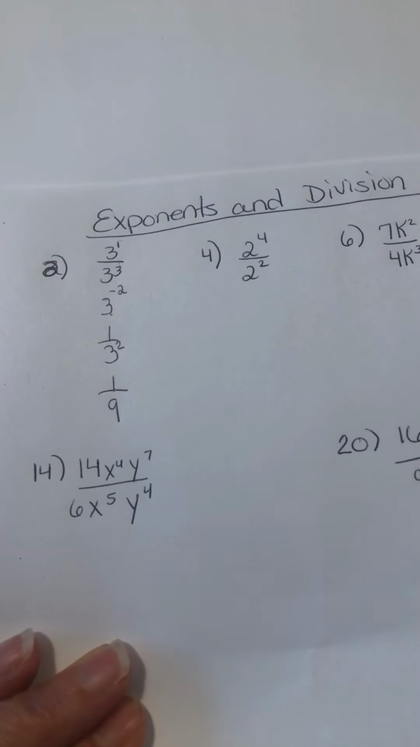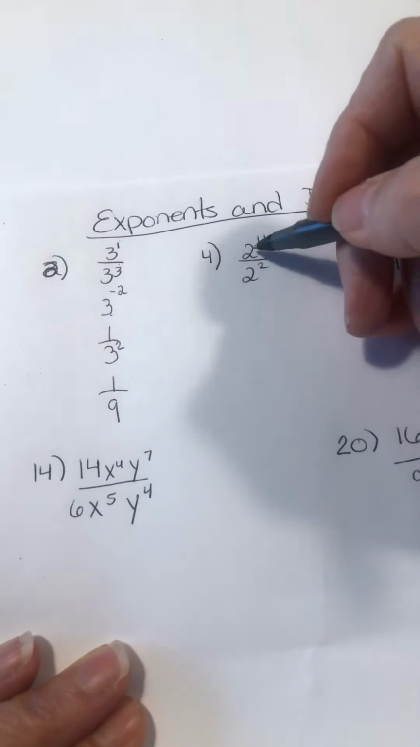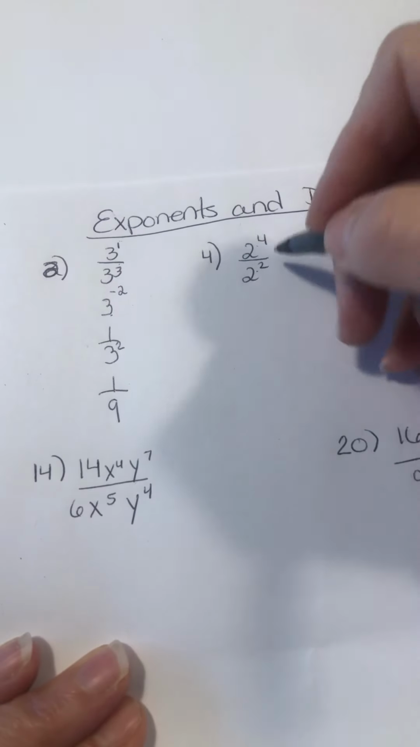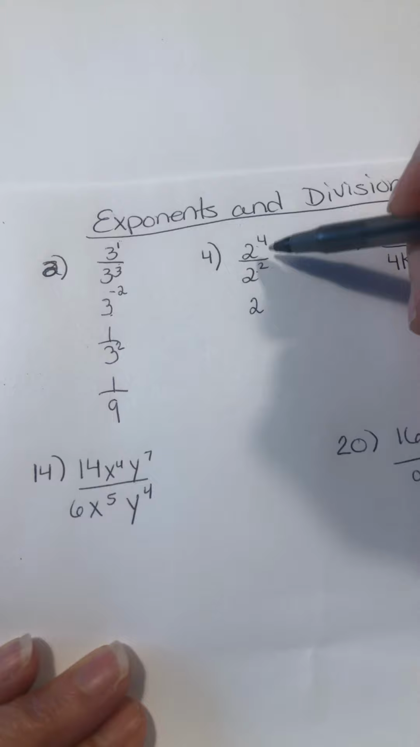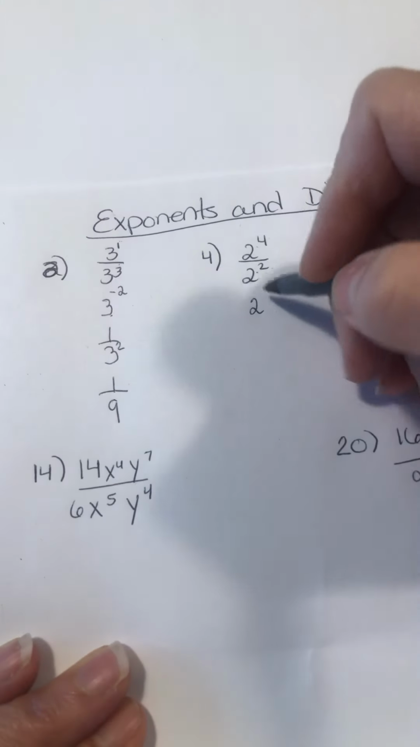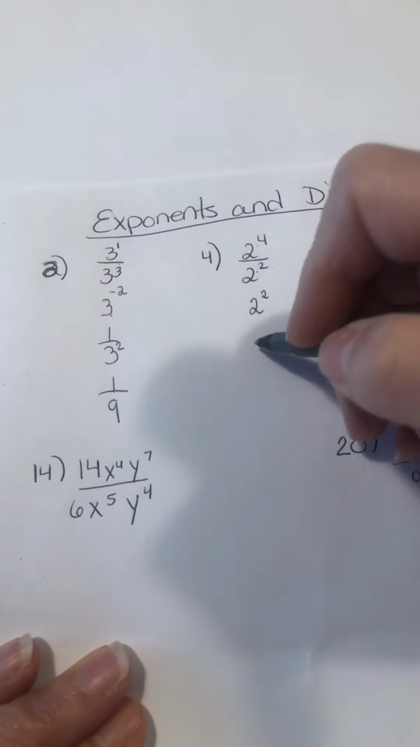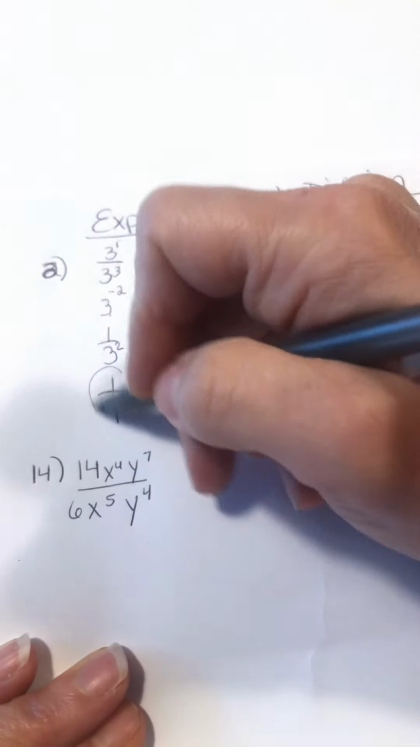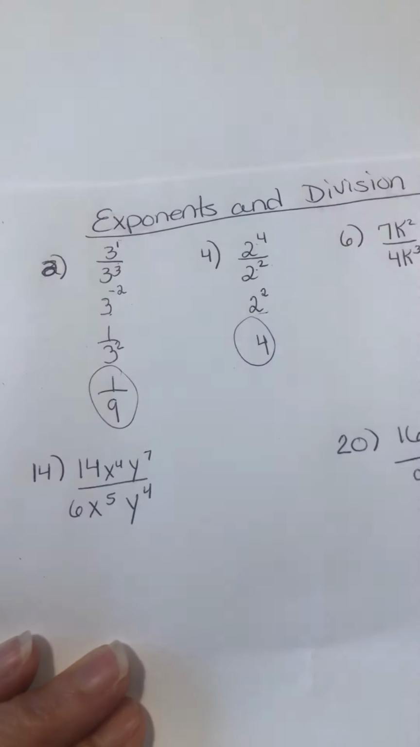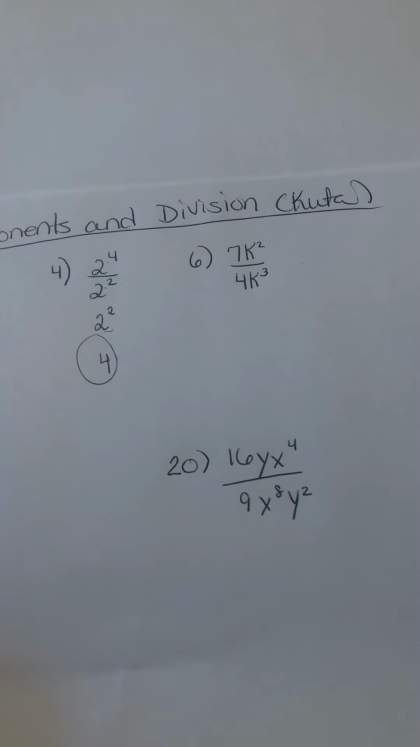If we take a look at number 4, again we are dividing like bases, so we are going to keep the base and subtract the exponent. So 4 minus 2 is 2, and 2 squared is 4. So we have our simplified answers here.